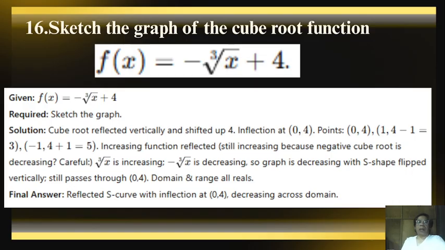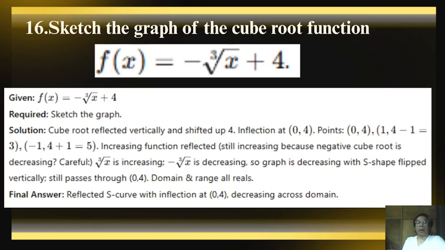Practice problem number 16. Sketch the graph of the cube root function. A function of x is equal to negative cube root of x plus 4. So we're given a function of x equal to negative cube root of x plus 4. Required: sketch the graph. So solution: cube root reflected vertically and shifted up 4. Inflection at 0, 4.